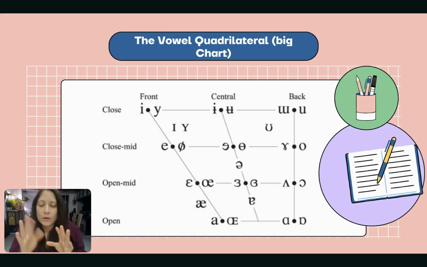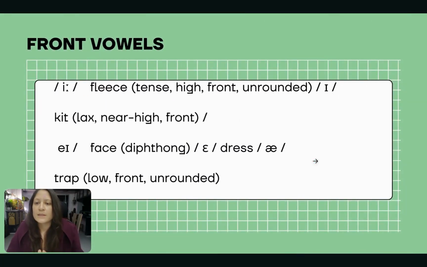Here we can recognize some of the sounds that we've been studying in this first part of the semester. Also, we have the front vowels. Here we have the tense, high front, unrounded vowel like in fleece. Then we have the lax, near-high front vowel like in kit. Then we have the face diphthong, dress, and trap, low front and unrounded.